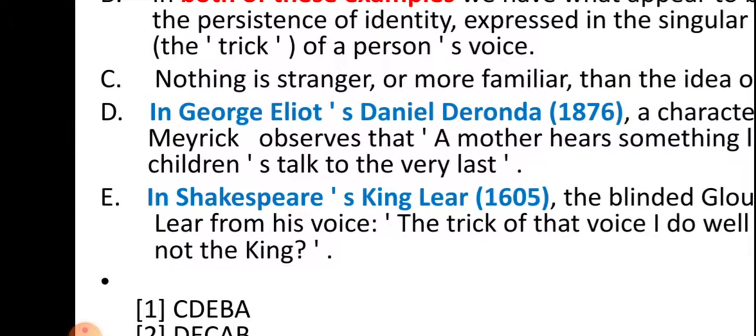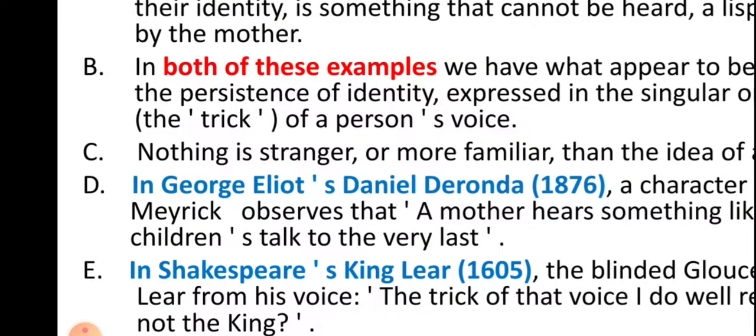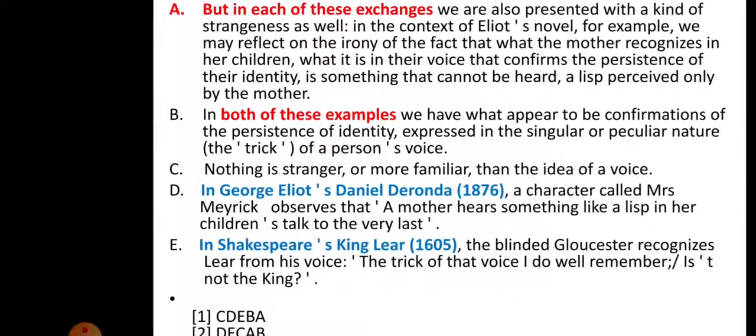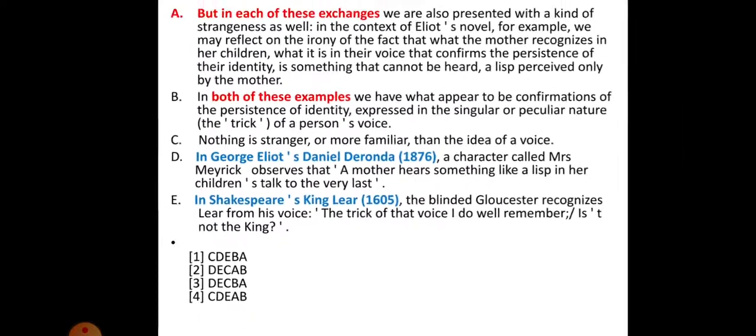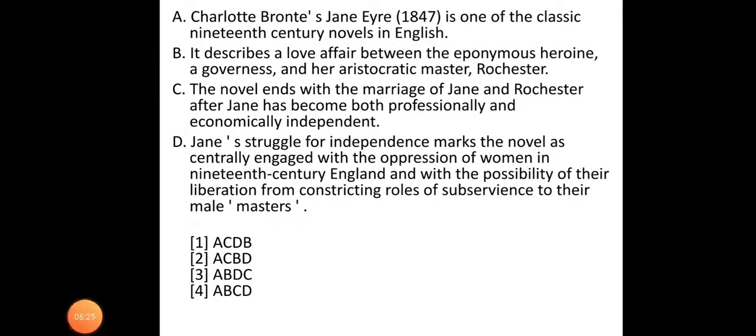So in Shakespeare's King Lear and then in George Eliot's Daniel Deronda, and now here, both of these examples, that means B should be preceded by D and E. This is the correct answer. Done, right? Okay.